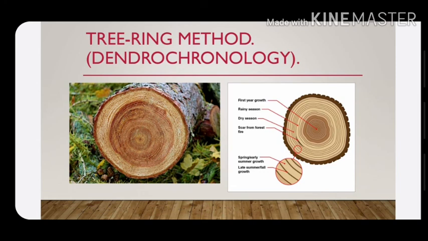As the tree grows in height, the trunk also grows in girth. A new ring appears for every year of the growth of the girth. The rings can be seen when the tree is cut. If we count the rings, we come to know the age of the tree. This can also be used to determine the age of a wooden artifact. This method is known as the tree ring method. Dendrochronology.